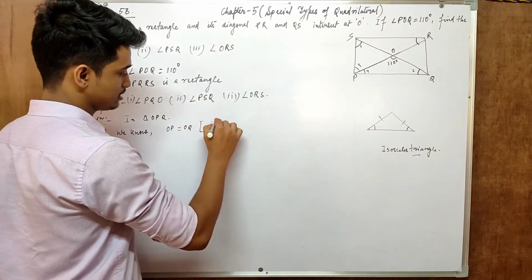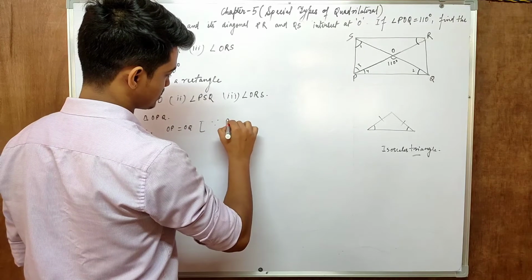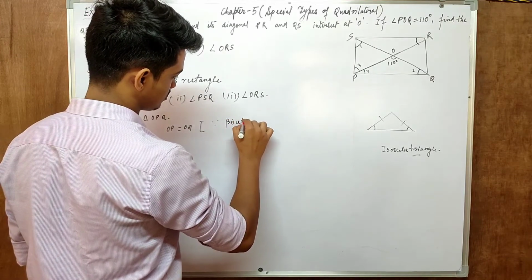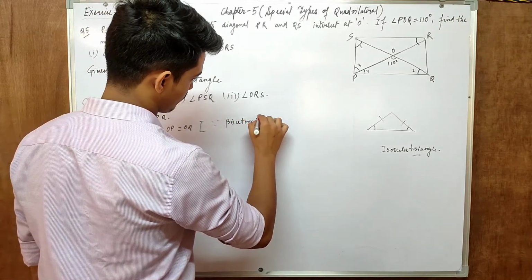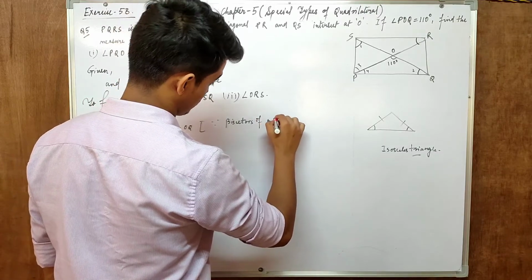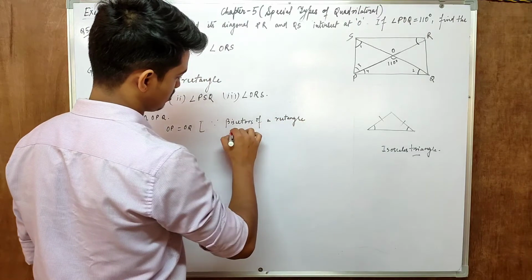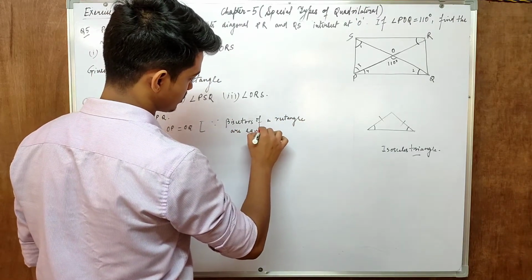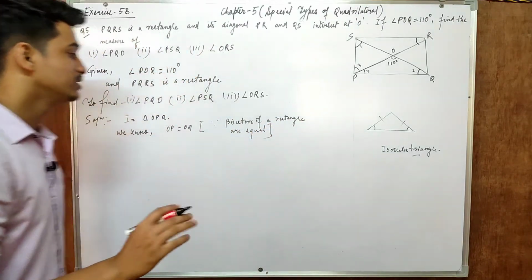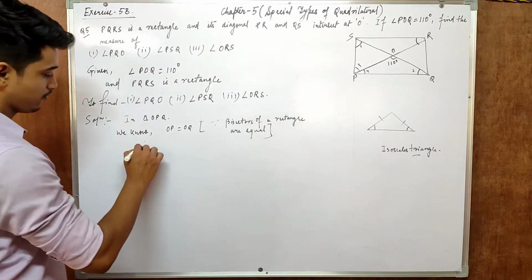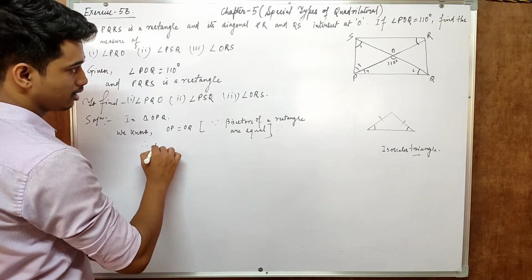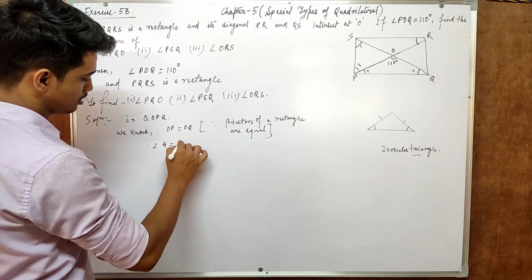Why? Since bisectors of a rectangle are equal. Bisectors of a rectangle are equal. That's it. Then therefore angle 4 equal to angle 2.